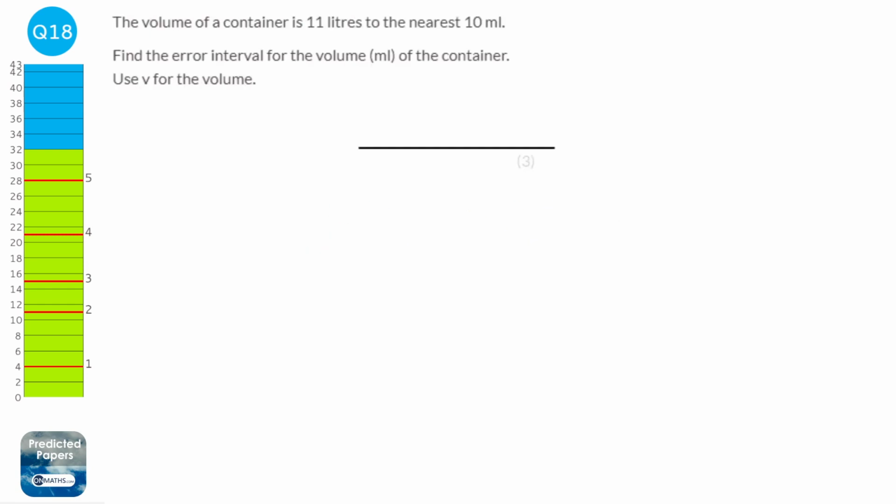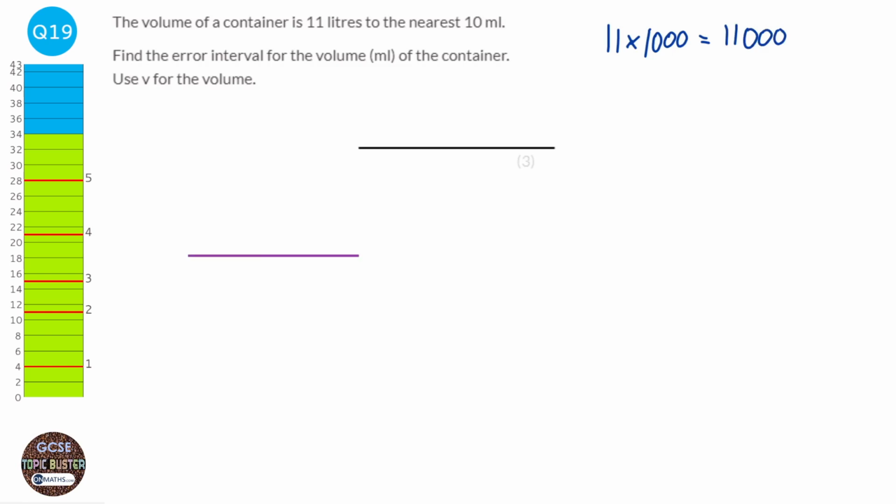It says it wants it to 2 decimal places, so that's just going to be 17.69. So we're going to first of all convert the 11 litres into millilitres. So we're going to do 11 times 1,000, which would be 11,000. Okay, so we're going to just draw a line, like a number line, and we're going to have the 11,000 in the middle.